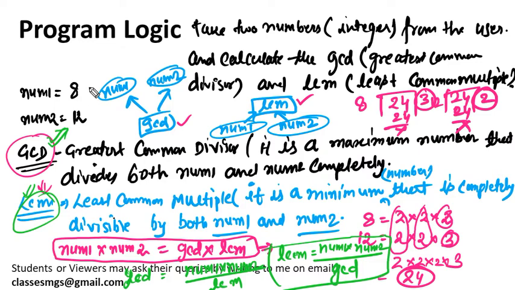So the GCD of 8 and 12 is what? It is 4. LCM you can calculate. LCM will be what? 8 into 12 divided by 4. That will be 4 times 3 is 12, and 24. Here you also get the 24. So this way you can do.